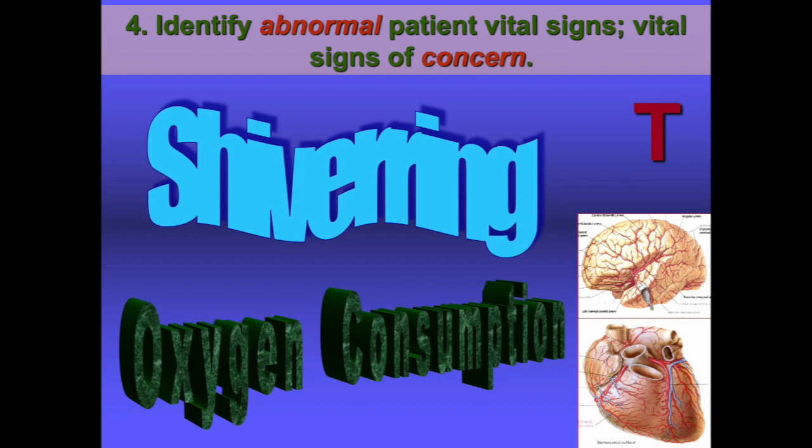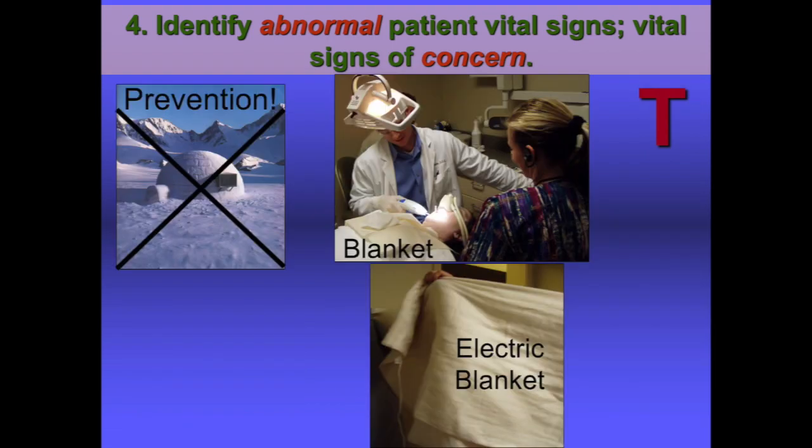As far as temperature goes, if we're shivering, our muscles are shivering and using oxygen that I would rather have go to all the other cells in the body, to the organs, not to the muscles. So we want to keep the patient normothermic, normal temperature. That could be done by preventing their getting cold with a blanket. It could be an electric heating pad.